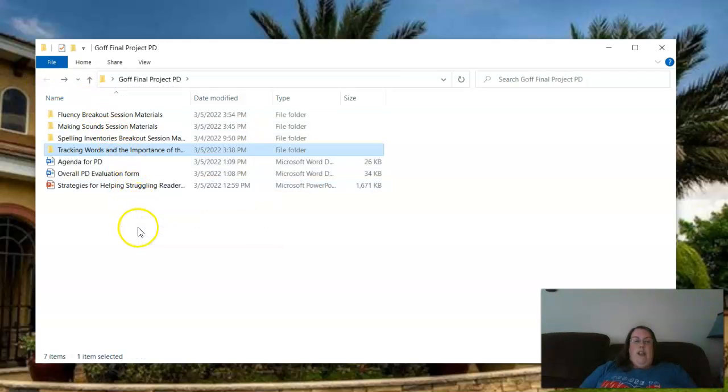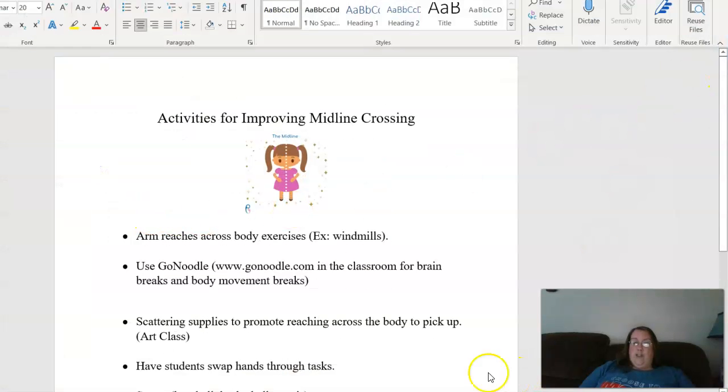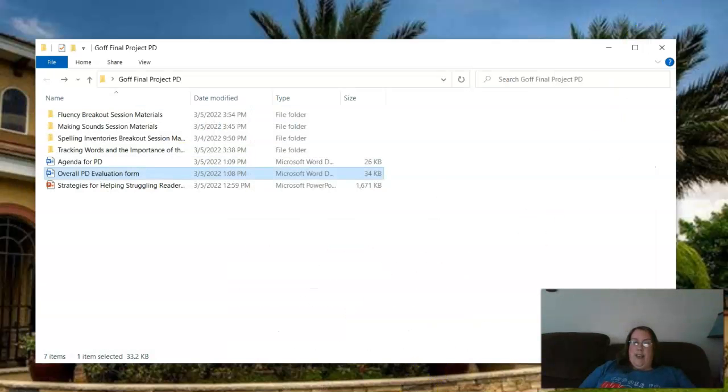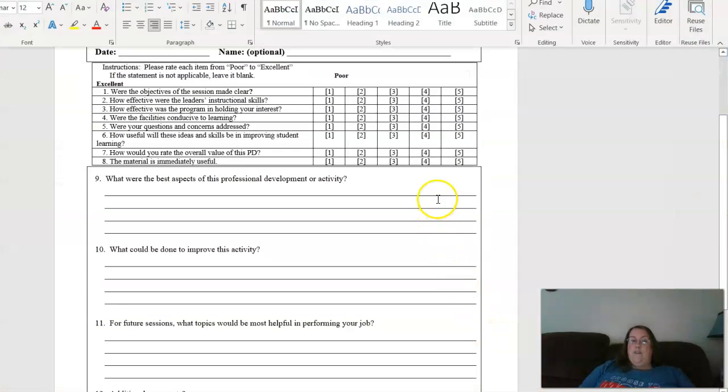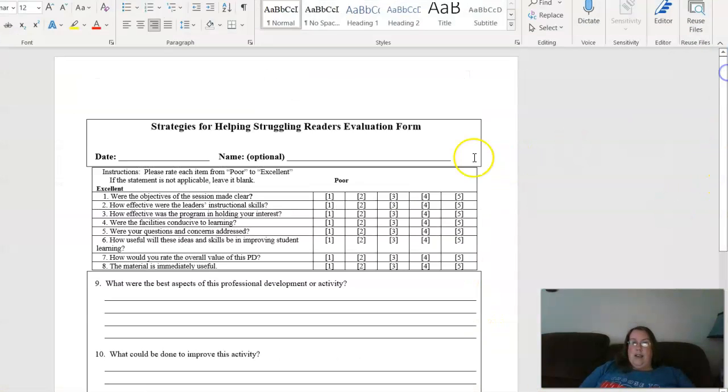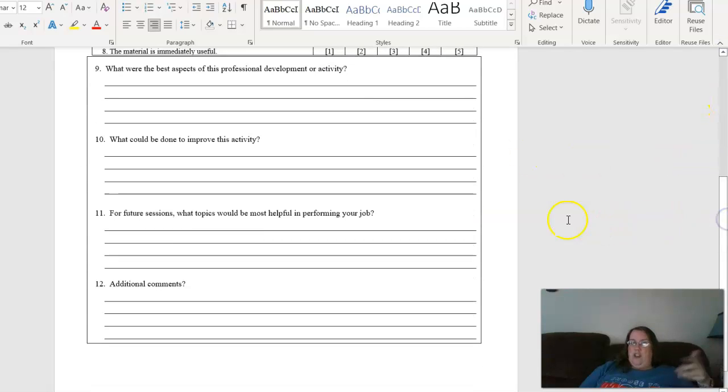And then one of the last things that each participant would get at the end would be an overall evaluation form. This would be for the overall PD. They can score how they felt each part was, and then turn these in, name optional, so that we can get information on whether the whole thing was a success.